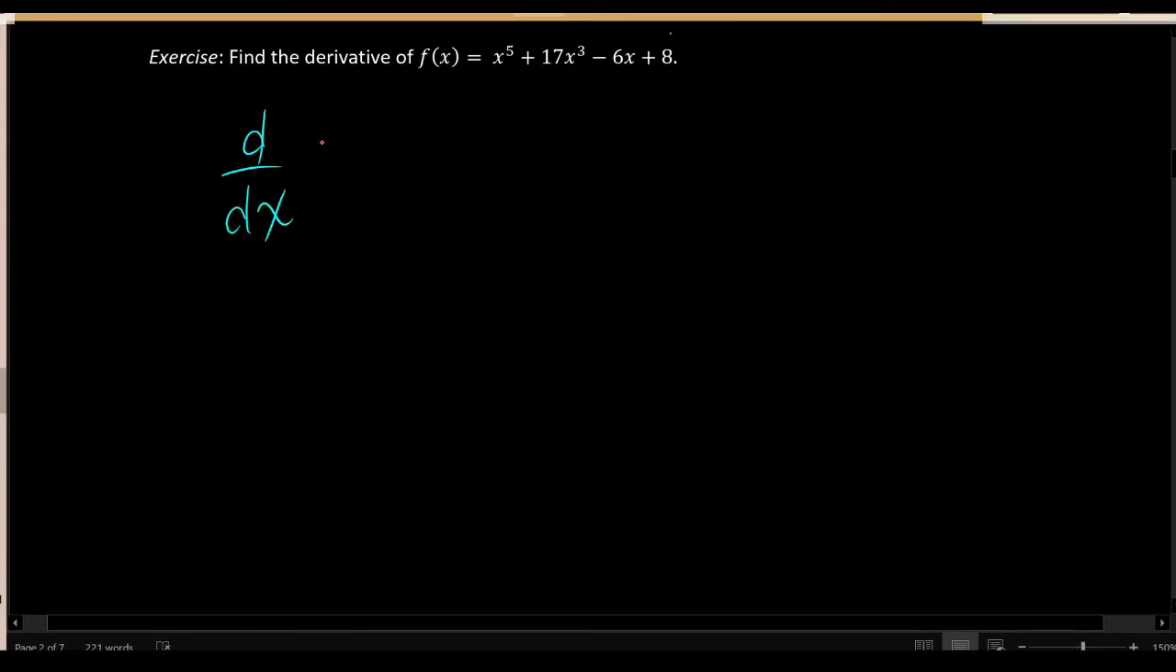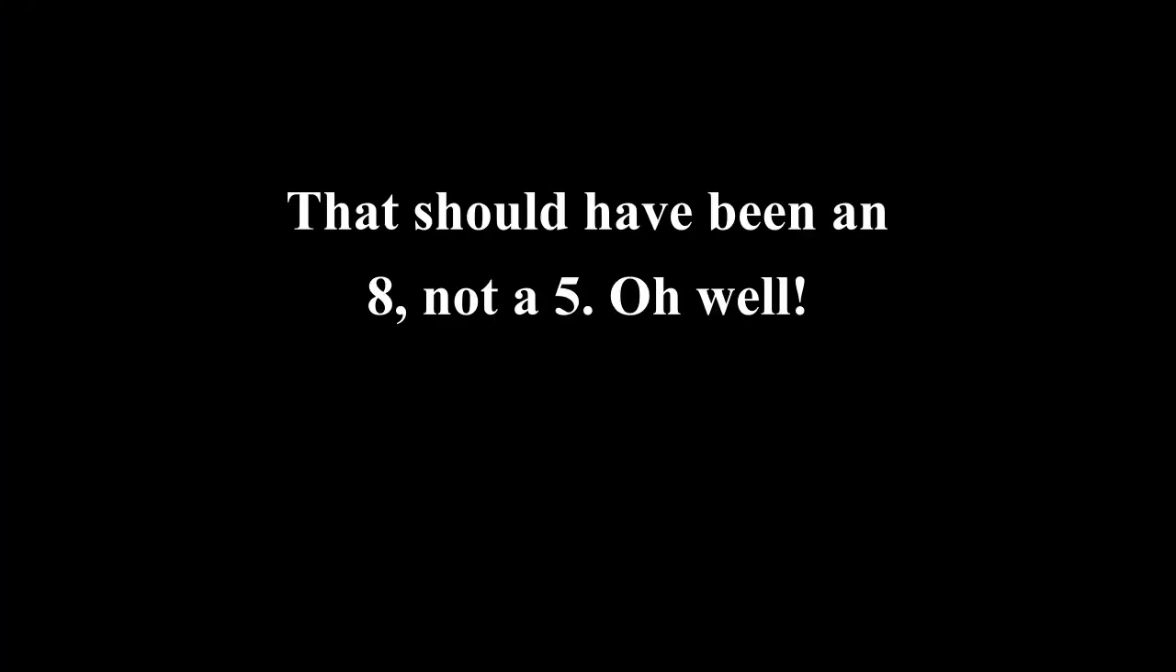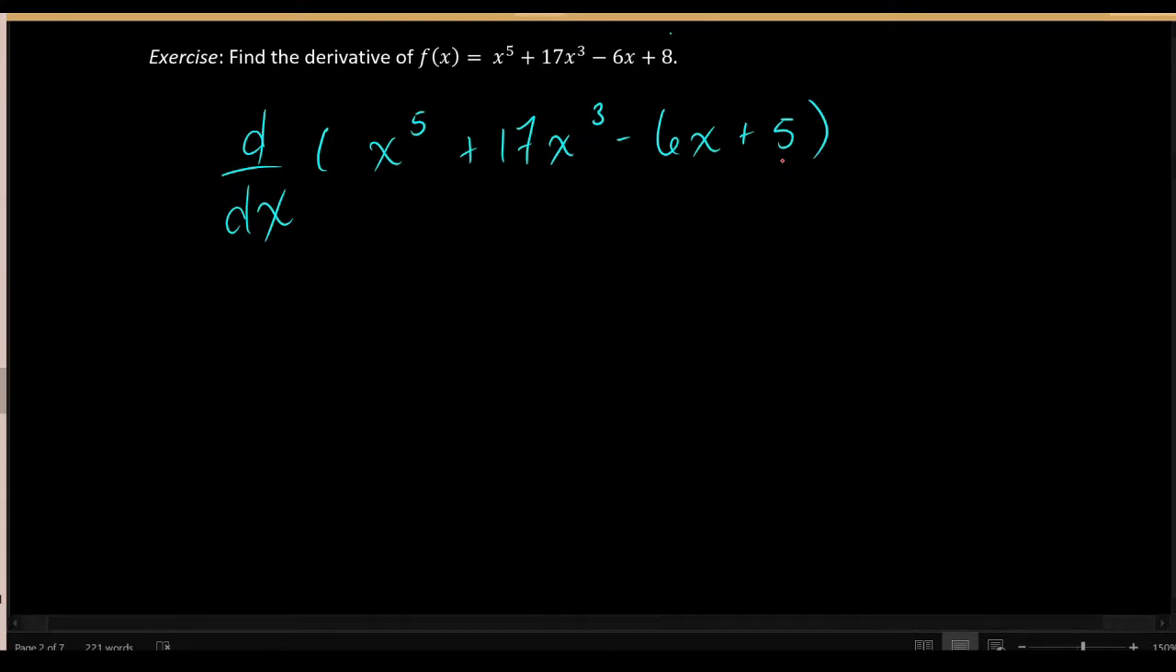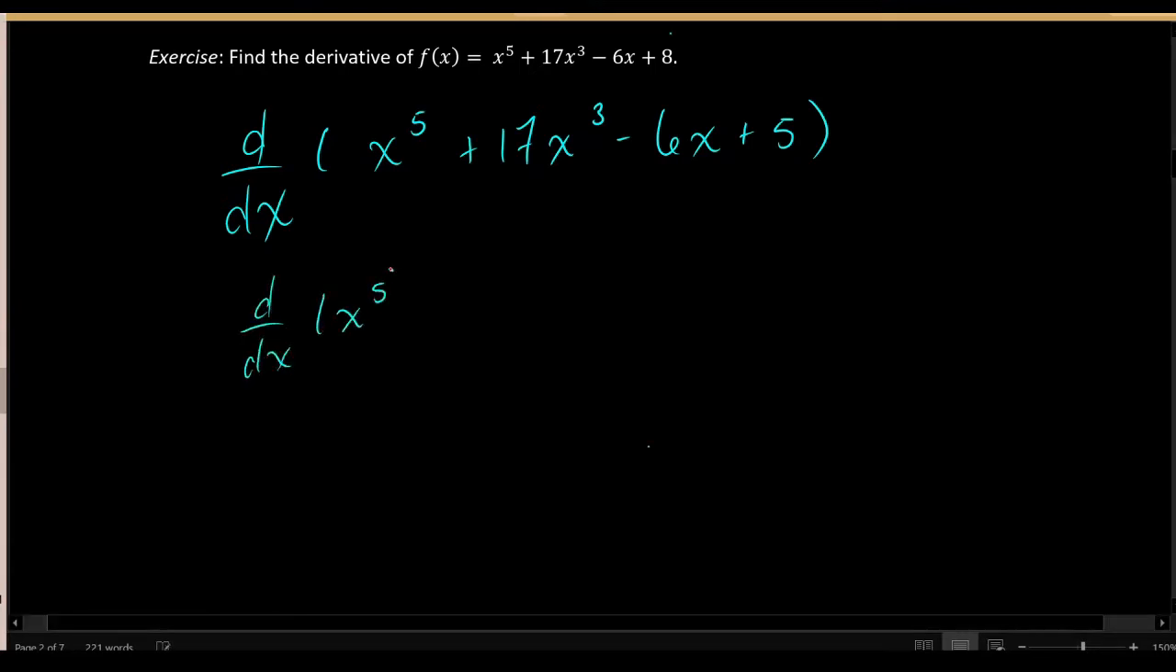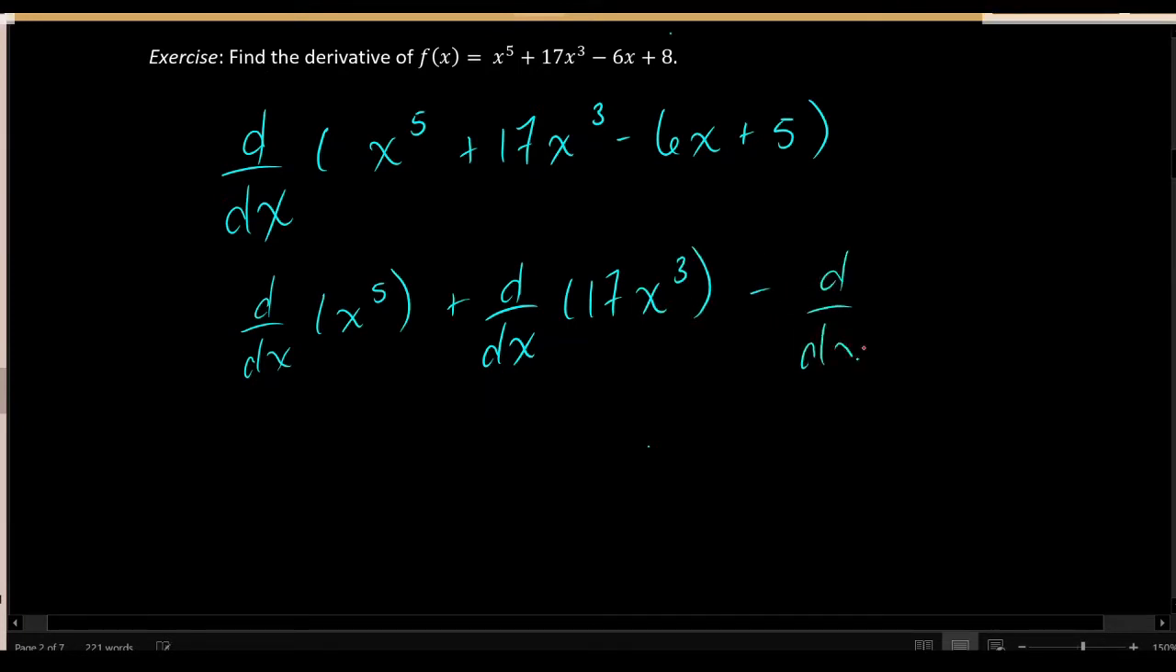So in great detail, I'm going to try and find the derivative of x to the 5th power plus 17x to the 3rd power minus 6x plus 5. The sum rule says that instead of trying to find the derivative of this entire function all at once, you can find the derivative of each individual term separately. You can find the derivative of x to the 5th power. You can find the derivative of 17x to the 3rd power. You can find the derivative of 6x, and you can find the derivative of 5.